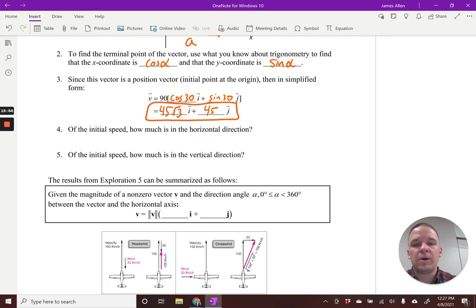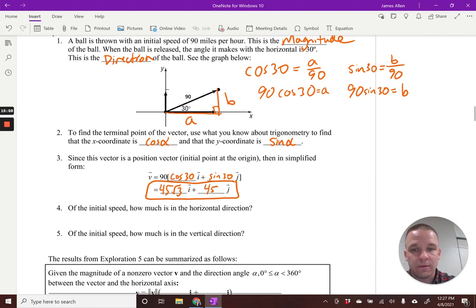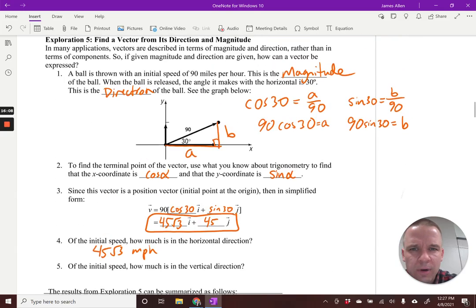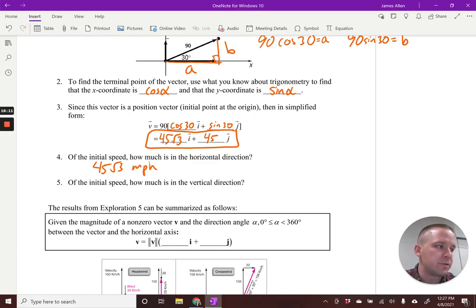So of the initial speed, how much is in the horizontal direction? Well, remember, our horizontal is that A, right? That's with our cosine there. So that's the first one. So we have 45 root 3 miles per hour, right? It was miles per hour? Yep. In the horizontal direction, okay? Now, if we were to calculate that out, I've actually got it worked out over here in side work, 77.94 miles per hour. And then in the upward, vertical direction, we're just at 45 miles per hour.